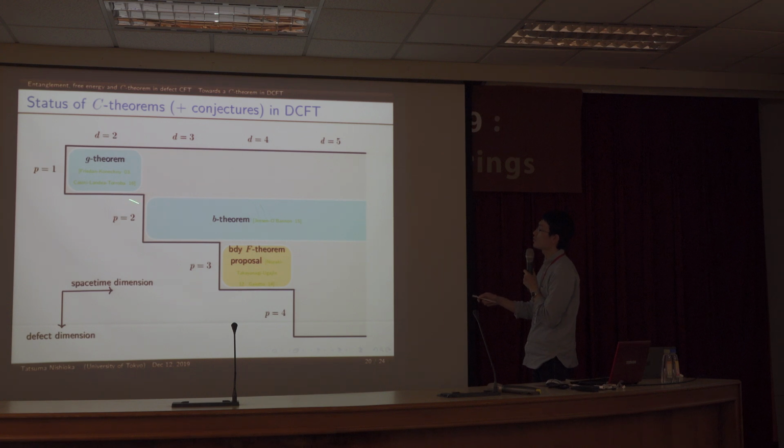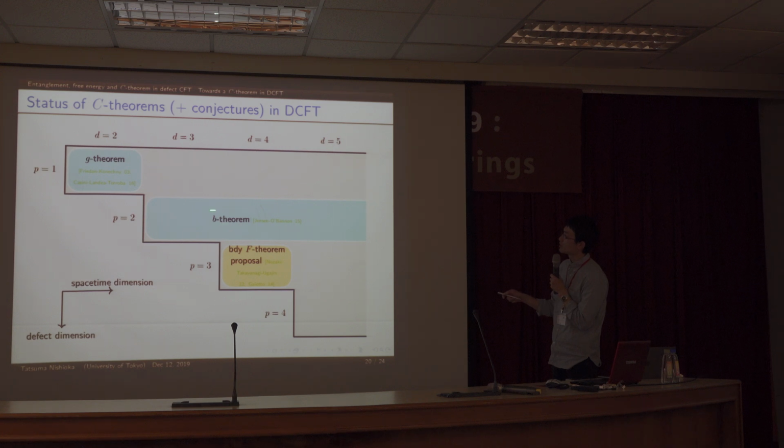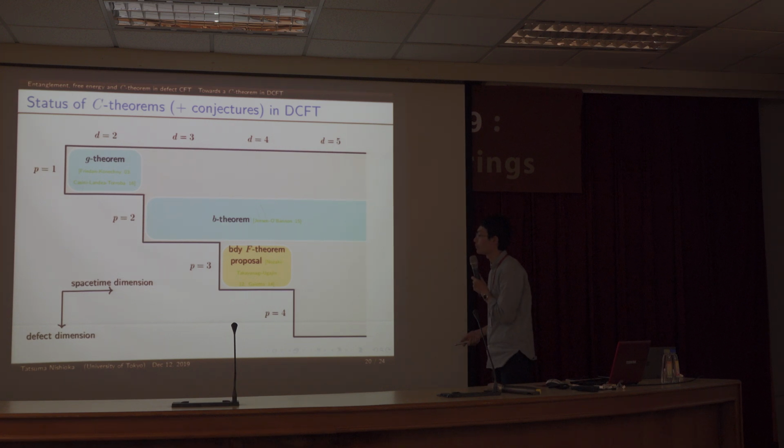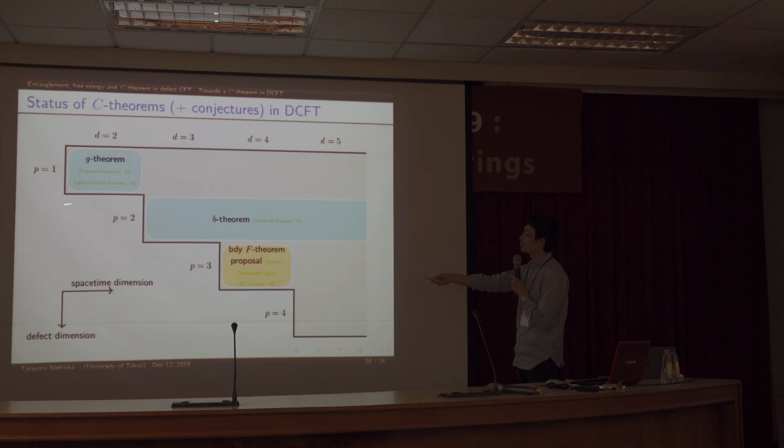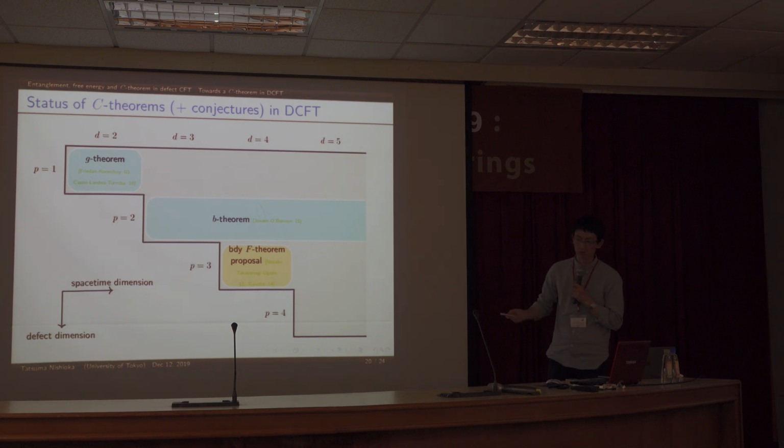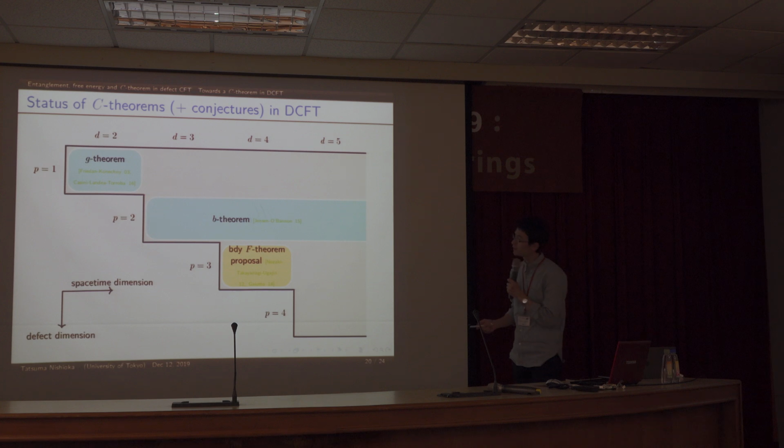So when the dimension of the defect is 2, then there is a B theorem. This is also an analog of the C theorem in ordinary CFT. But in this case, the dimension of the bulk spacetime is arbitrary. So you just couple some 2D theory to a higher dimensional bulk theory, and then there is some sort of B theorem. This is also proved. But there are several proposals in other dimensions, in other cases.